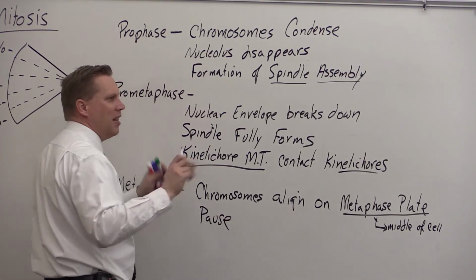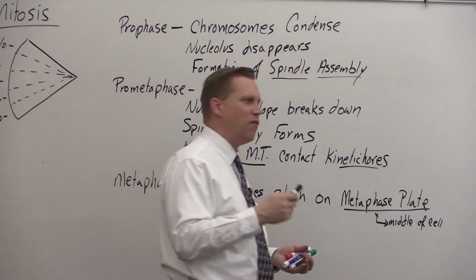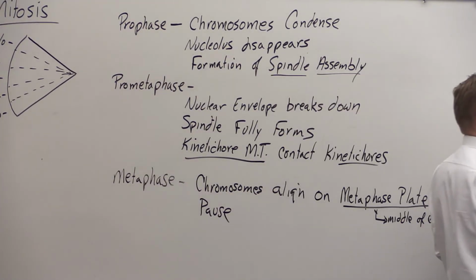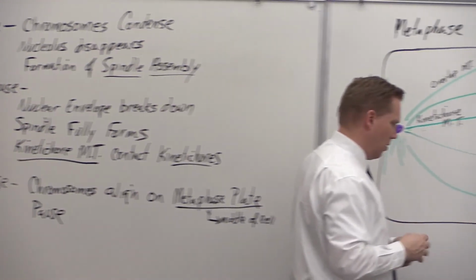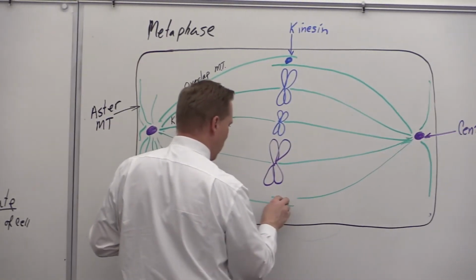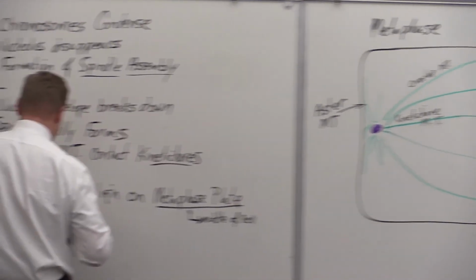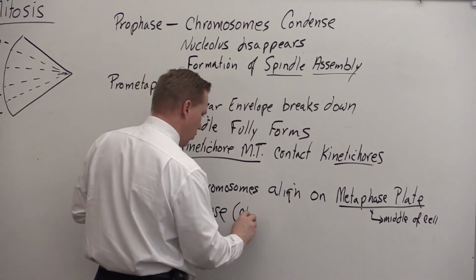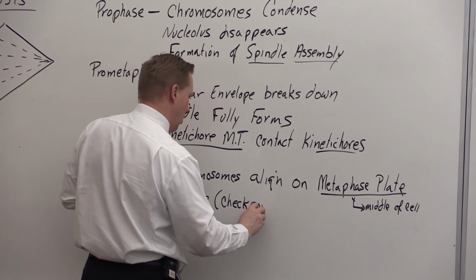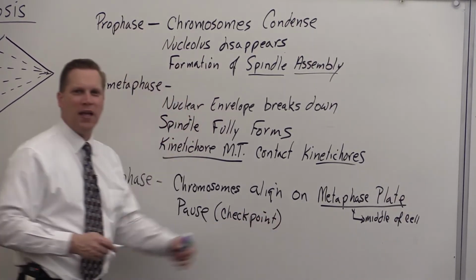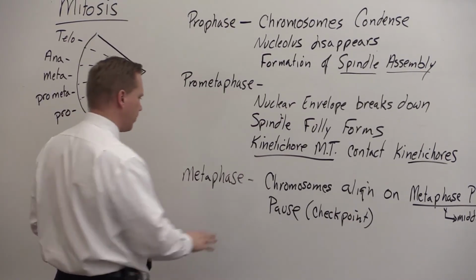And then they kind of, right here, they pause. So they align, and then they kind of just sit there and pause, and they're waiting for a signal from the cell. We'll see later that this is a cell division checkpoint right at the middle of metaphase. In fact, I'll write that, pause in parentheses. We'll put checkpoint. And then we'll come back and explain that in our next lecture.